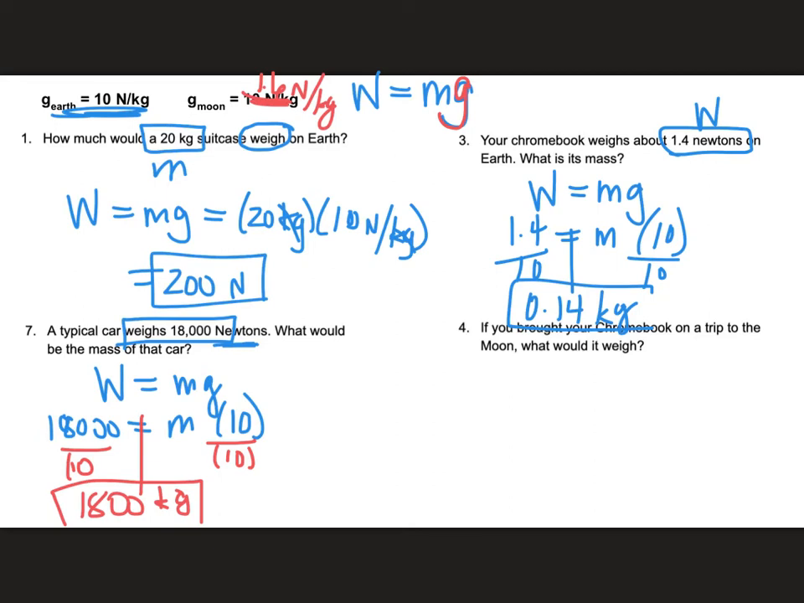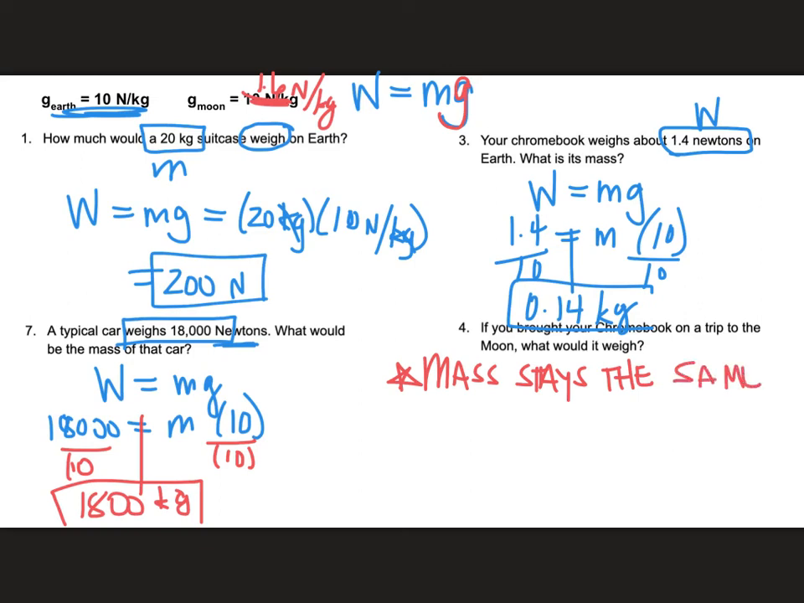Now it says, if you bring your Chromebook on a trip to the moon, what would it weigh? All right, so the key thing here is we have to know what it is that stays the same when you move to a new location. And the key idea is that the mass will stay the same. So when I take my Chromebook to a new location, it will still have the same amount of matter, the same amount of stuff. So that is the mass.